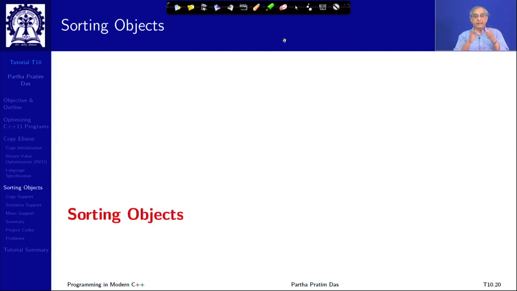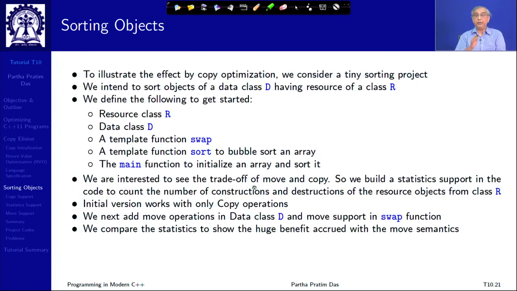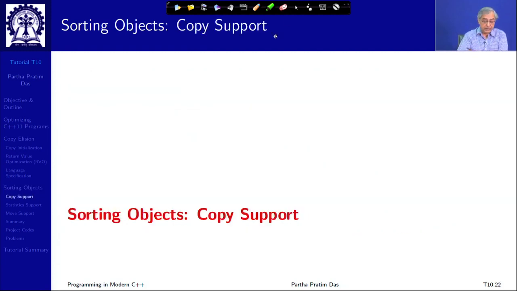Okay. So, having said that, now we are set to show you a sample sorting project where you can see this benefit. So, we have a resource class R. It is just a dummy resource class which will just have an integer, a data class which has a resource of the resource class R, and we have a templatized swap function, a bubble sort function templatized to sort an array, and a main function to give the calls. So, let us see how that works.